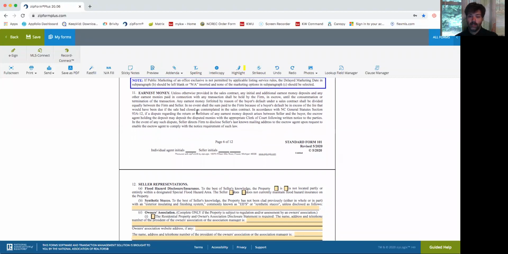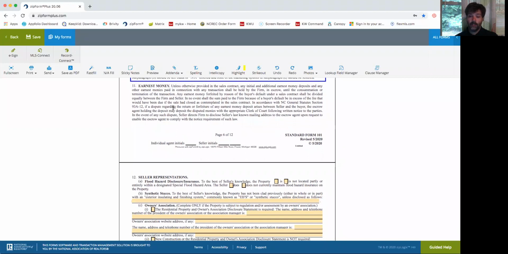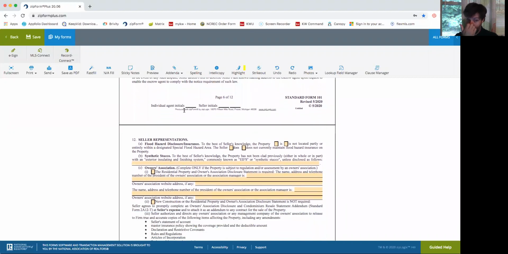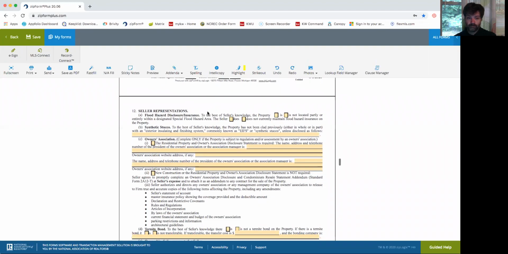This goes over earnest money and talks about how it will be held in trust. In the event of a dispute, it does get held in trust and could be released to the clerk of court. We do have that termination of contract form when the time comes, if it's necessary, and it will determine whether it's being released or not.